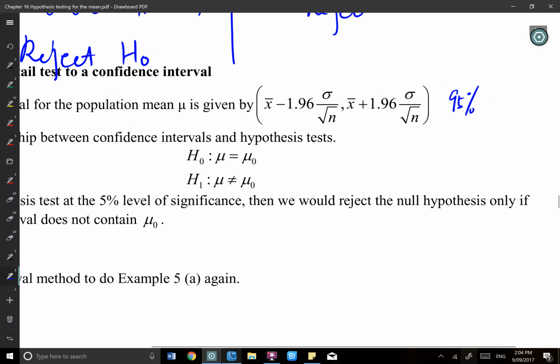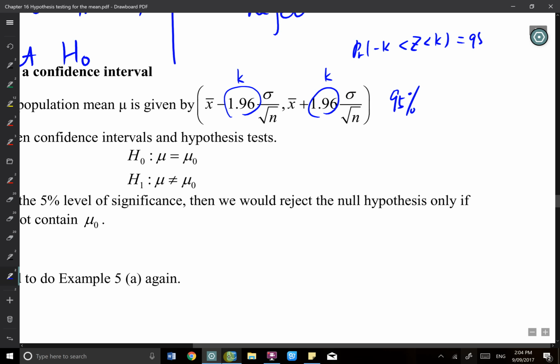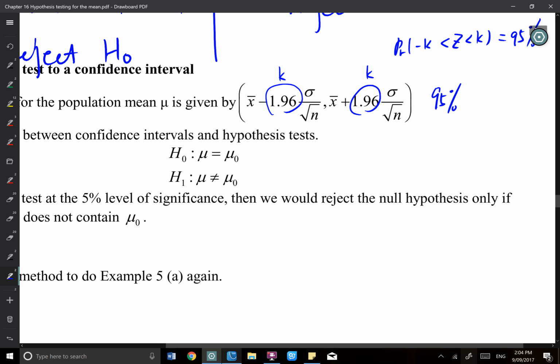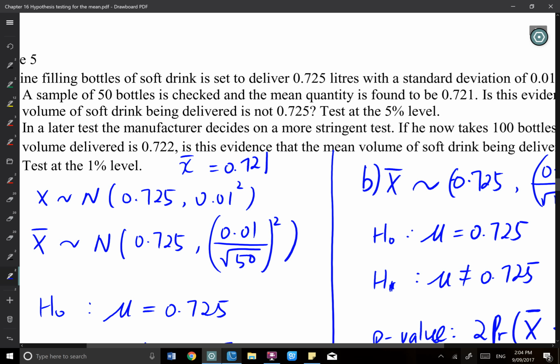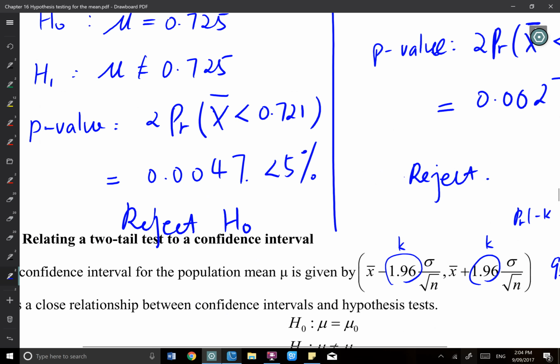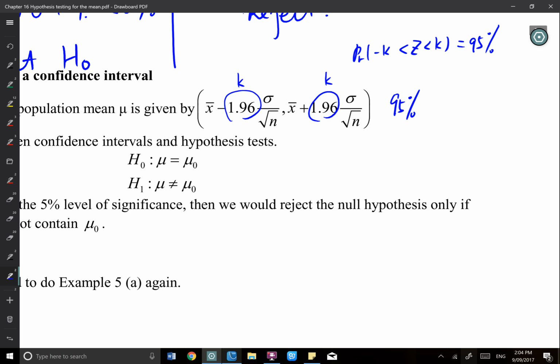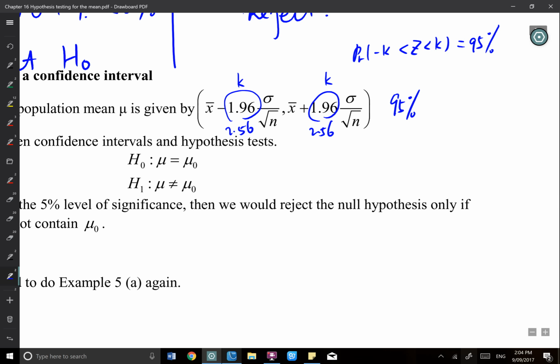So this is a 95% confidence interval. This is the K value, where the probability from minus K to K gives you 95%. I can work out, for example, 1%. If we reject at 1%, then I will have 99% accepted. So this K will change as well, to 99%. I think it's 2.56 at 99%, so I'll change that 1.96 to 2.56.